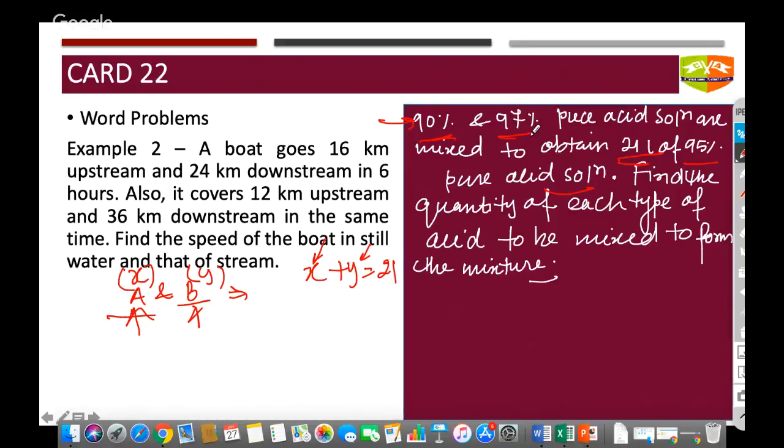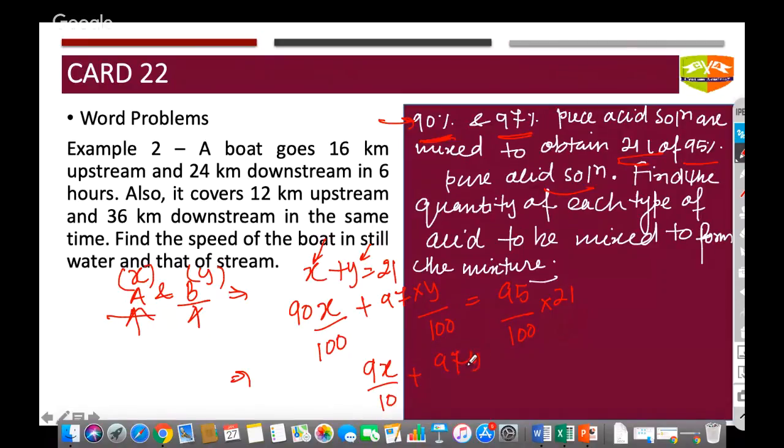Now the second equation would be about the concentration of the liquid. In X, 90% is acid, so 90 into X by 100, plus 97% in Y, so 97 into Y by 100, and this gives me 95% of 21, so 95 by 100 into 21. So what I obtain is 9x by 10 plus 97y by 100 is equal to, this becomes 19, this becomes 20, 19 into 21 is 399, divided by 20, and I have X plus Y is equal to 21. So I have two equations, one here and the second here.